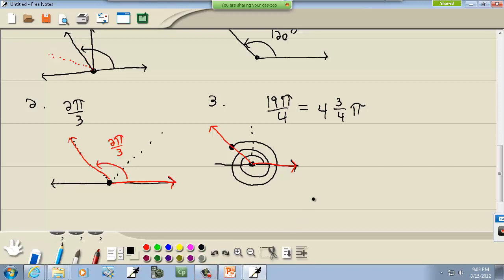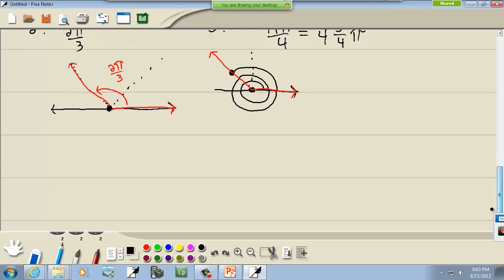Now it doesn't look like I came up with an example of this, which is a shame. But if I look at negative pi over 2, here we were going counterclockwise. Okay, try that again. Here's my initial side. Pi over 2 would be up to right here, so negative pi over 2 would go clockwise, and it would end up right there. So that's negative pi over 2.